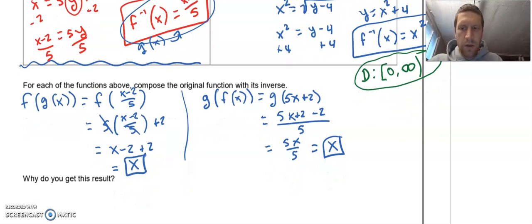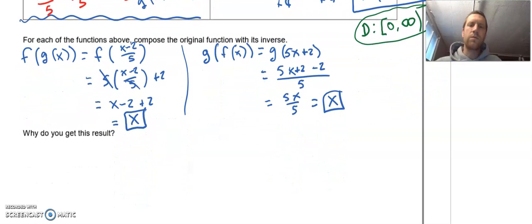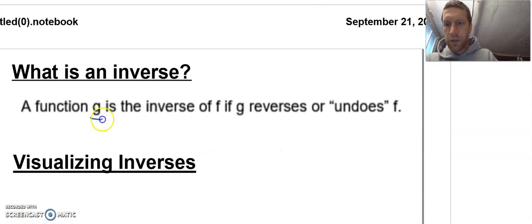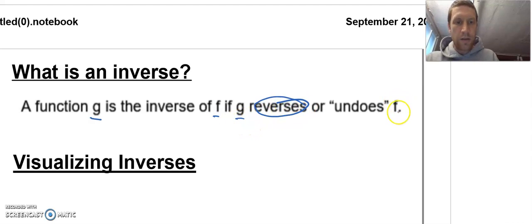Okay, interesting. So why did I get this result? Why did this happen? Let's think about that. When I composed two functions that are inverses of each other, they simplified to just be x. When I did the other way, it also simplified to be x. Well, hopefully that makes some sense, right? At the very beginning, what did we say the definition of an inverse was? Didn't we say that if f and g are inverses, they would basically undo each other, right? How did we word that? A function g is the inverse of f if g reverses or undoes f.